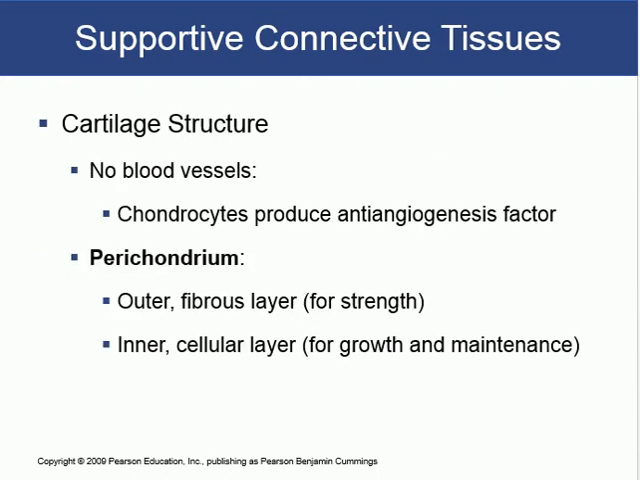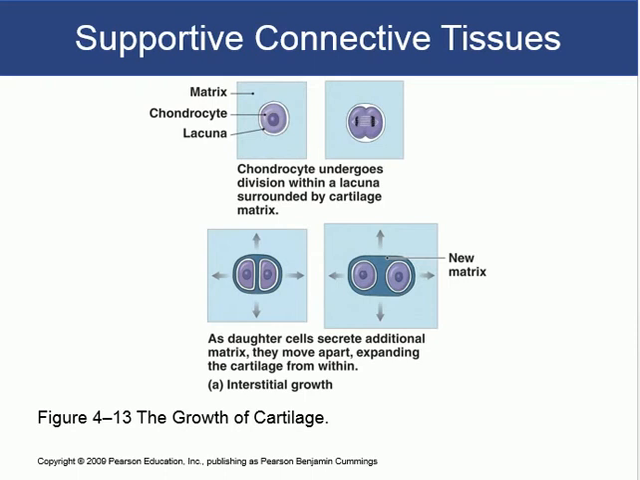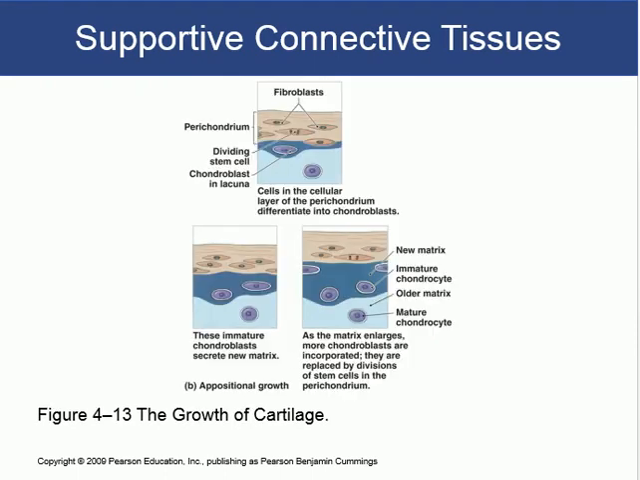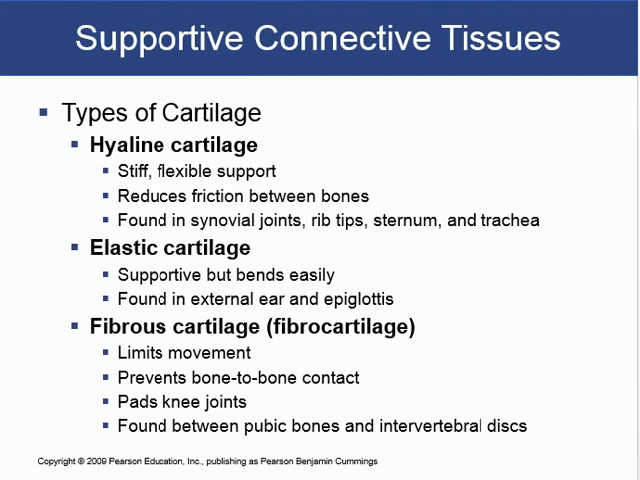The outside of the cartilage is called the perichondrium. There are different types of cartilage. Hyaline cartilage, this is the stiff one. And it's important to remember where it is located: synovial joints, the ribs, sternum, trachea. This is the strong one, it's everywhere. The elastic one is like your external ears and epiglottis. So this is the elastic type.